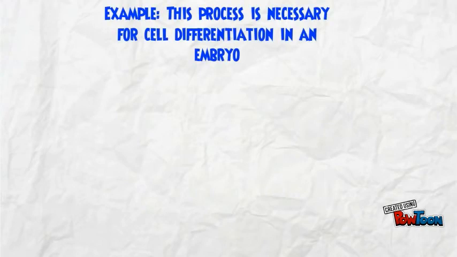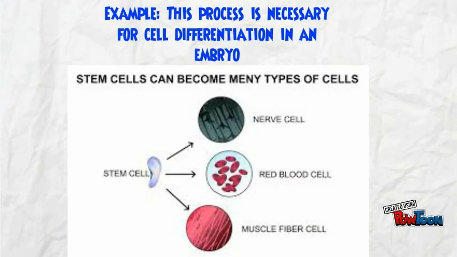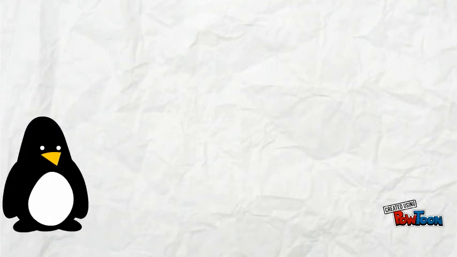A prime example of this is how each organ and every part of the body are developed in the embryo. This process is necessary for cellular differentiation in an embryo. Each cell has the same DNA, but based on methylation and acetylation, cells get differentiated into skin, brains, eyes, etc.